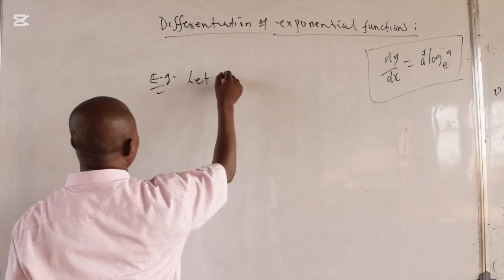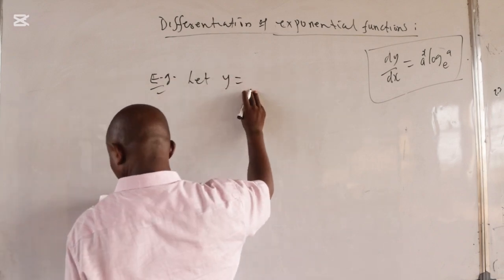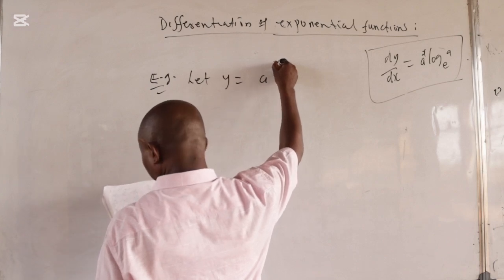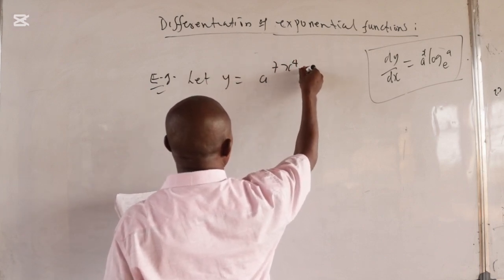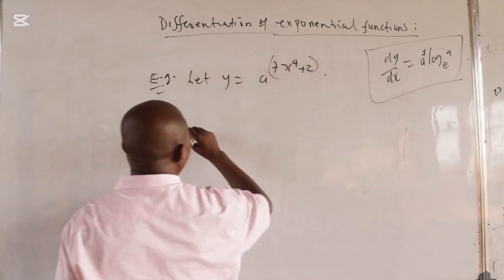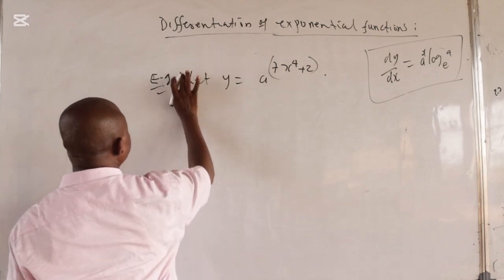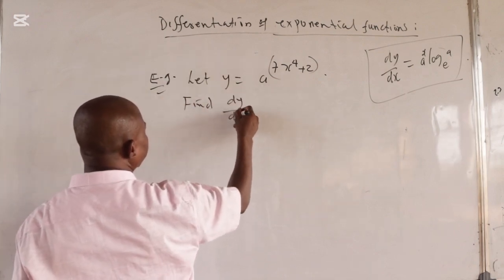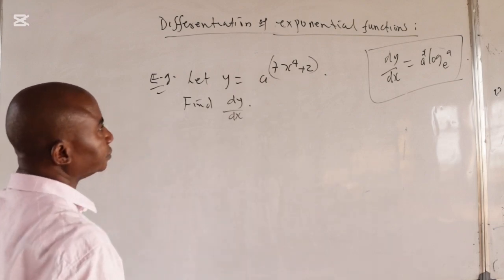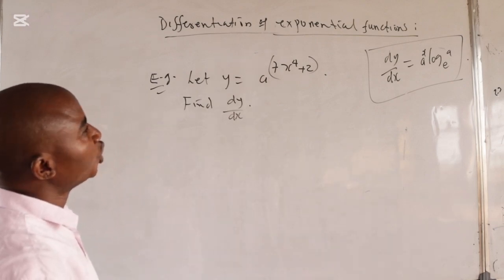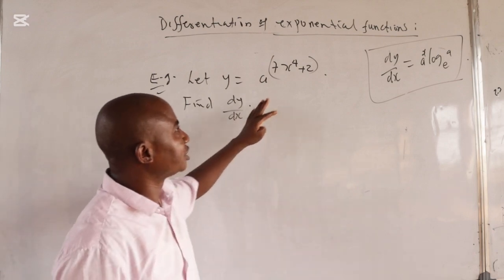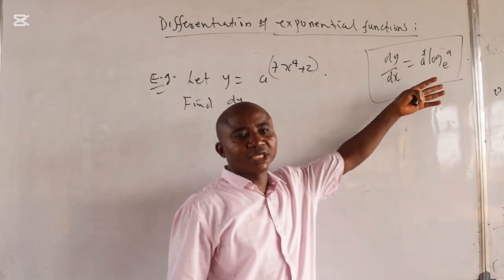Let us take y to be a raised to the power 7x raised to the power 4 plus 2. And the question is to find the derivative of y with respect to x. Without wasting time going through the rigors, we can simply substitute here and then we get the result.